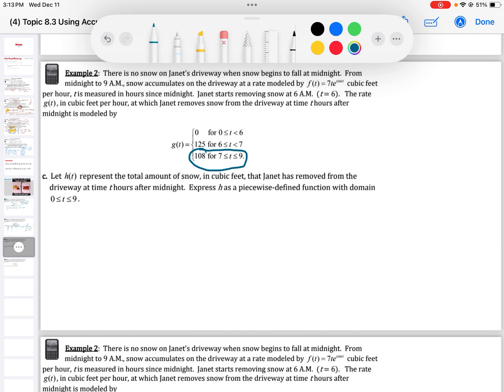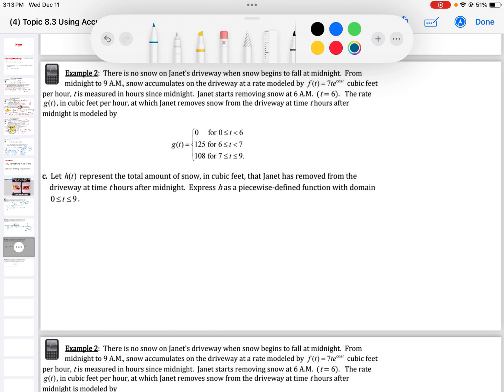Now, after 9 o'clock, if she gets it all up, and if she keeps shoveling the snow, that number would be less. But we're saying that's the number, so there is 108 cubic feet of snow to be removed every hour. That ramble probably didn't help at all.